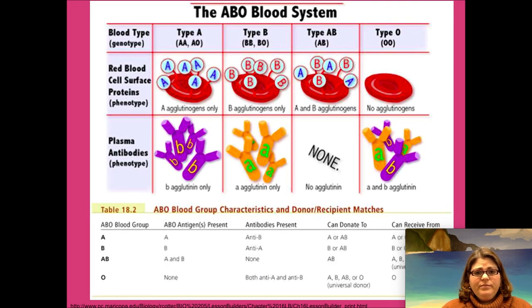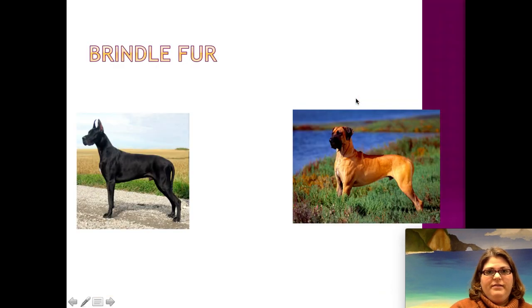So individuals who have blood type A have antigens on them that are blood type A, which means that blood type B would make them sick. Individuals who have blood type B have B antigens, which means that blood type A would make them sick. And individuals who have blood type AB have both. We'll talk about O in a couple of minutes.